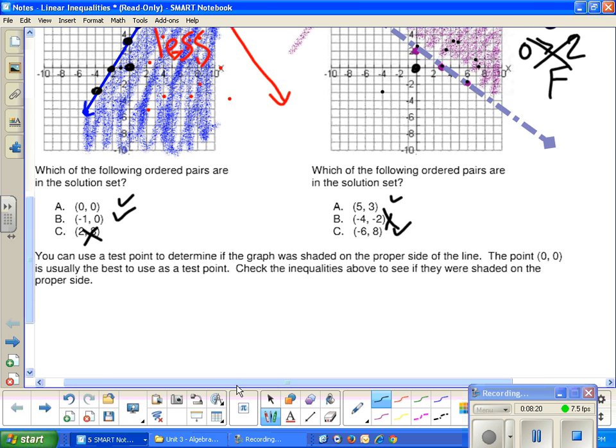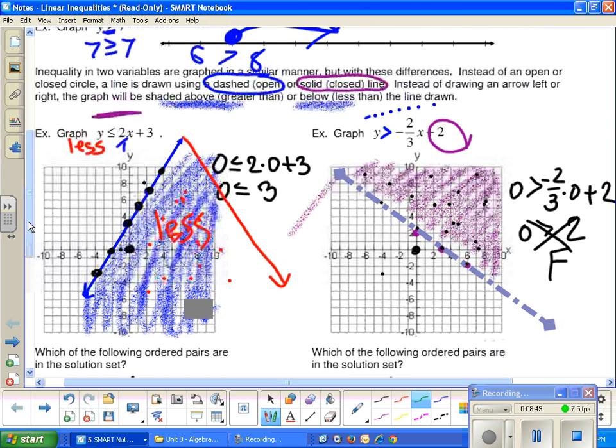Okay, so we're almost done. This is what I just talked about. You can use a test point to decide if you shaded correctly. 0, 0 is usually the easiest point to use. If you shaded over 0, 0, it should be true. If you didn't shade on it, like we did in the second example, then it should not work.